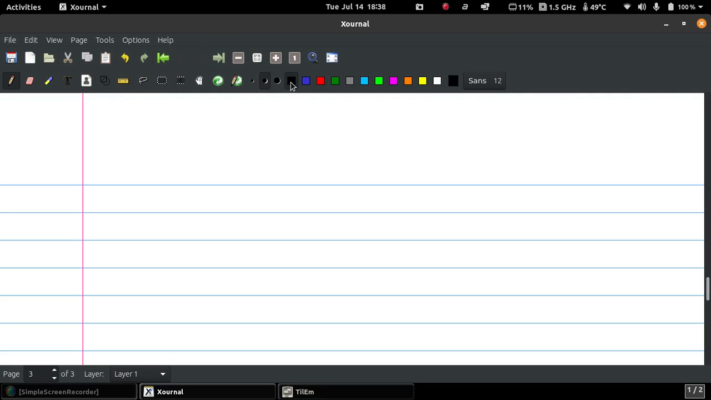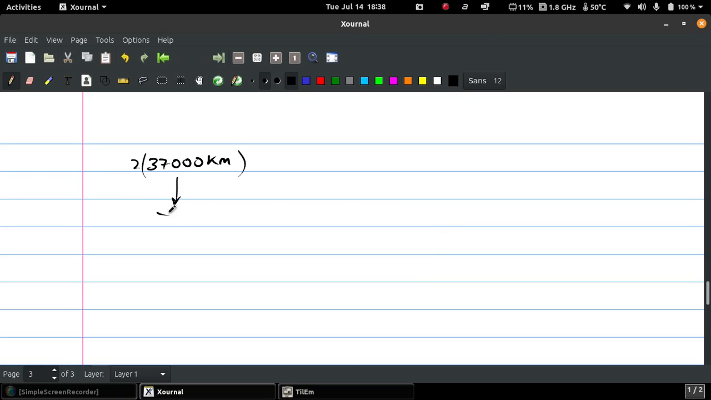Okay, so let's set this up. First thing we have is 37,000 kilometers. And remember, it travels to and from, so that's going to be times 2. So that's going to actually be 74,000 kilometers total distance. Right. And then the speed of light is c, and c equals 3.0 times 10^8 m/s.